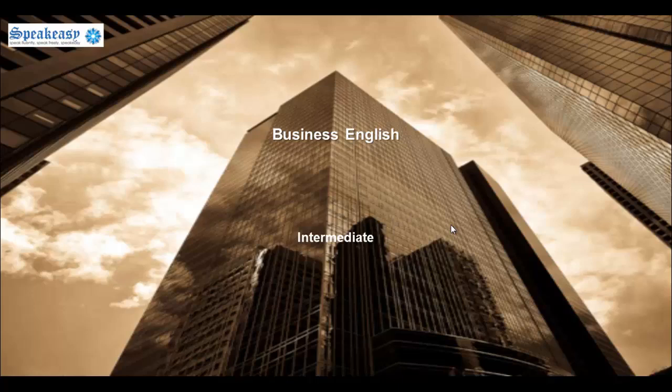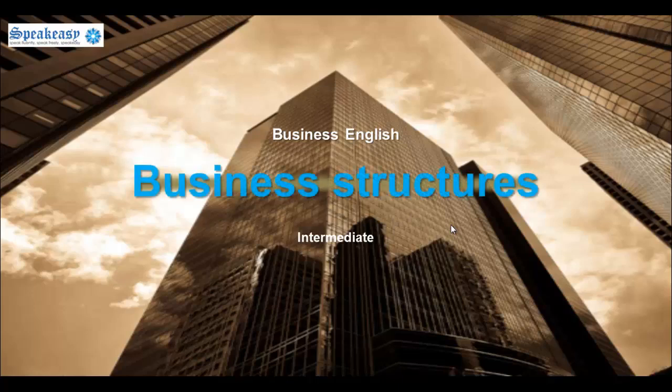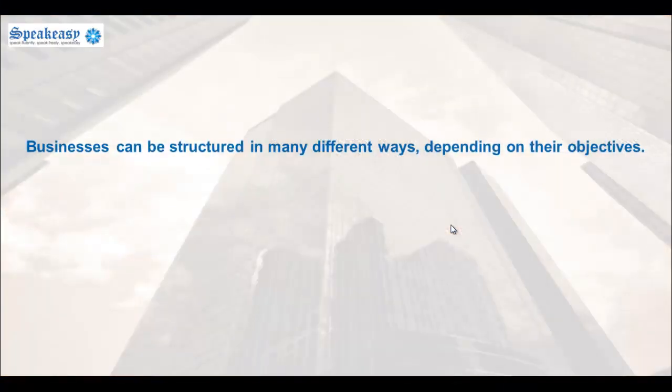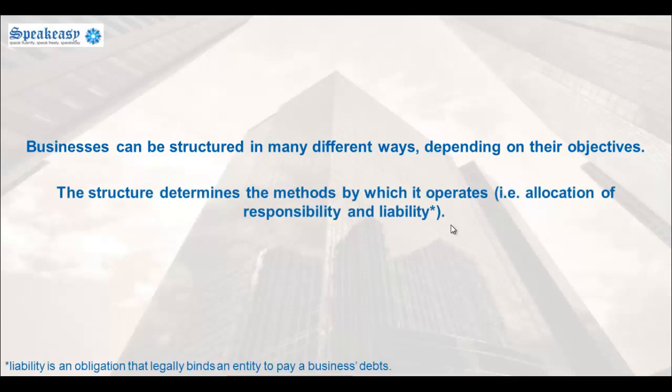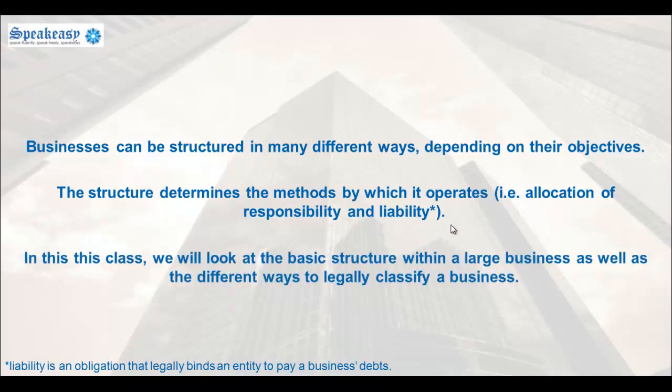Hello everyone, the topic of this class is business structures. Businesses can be structured in many different ways, depending on their objectives. The structure determines the methods by which the company operates. For example, allocation of responsibility and liability. In this class, we'll look at the basic structure within a large organization, as well as the different ways to legally classify a business.